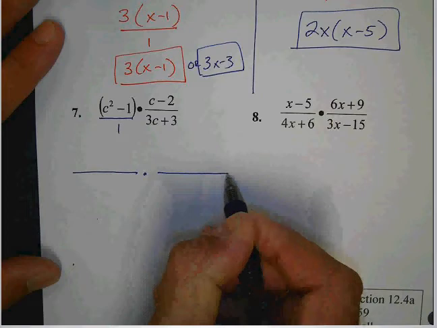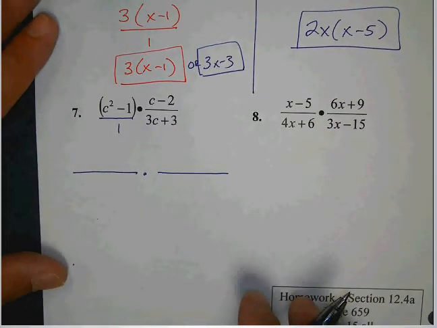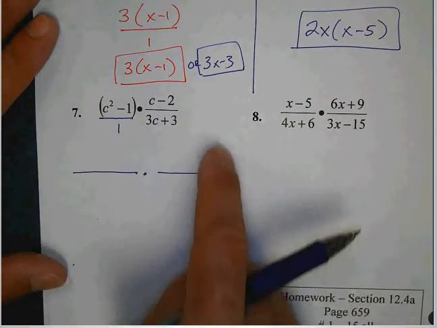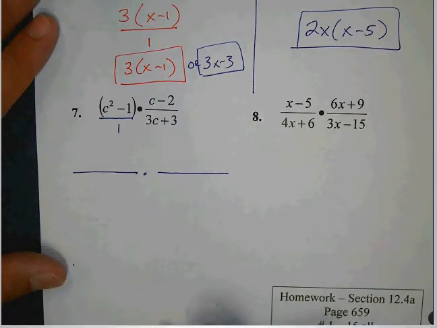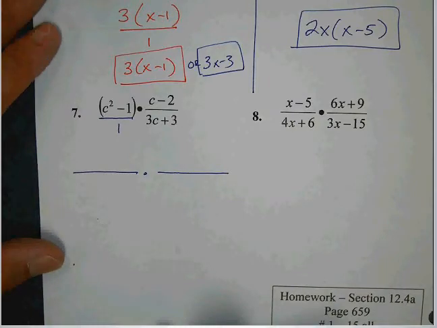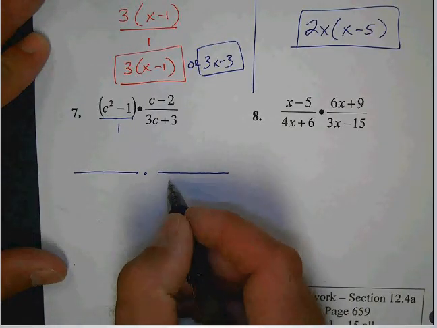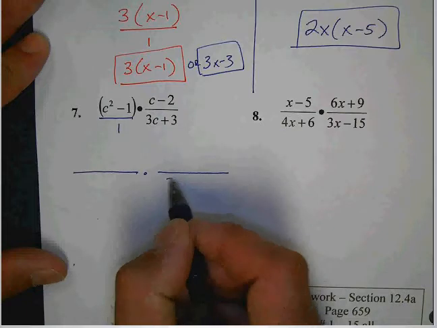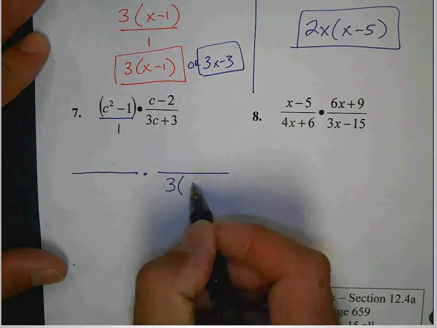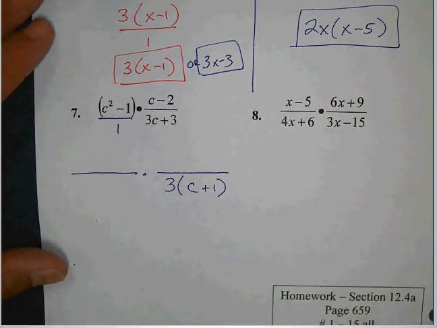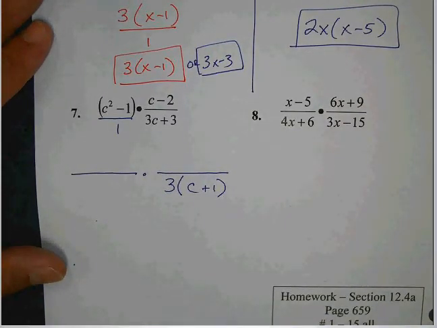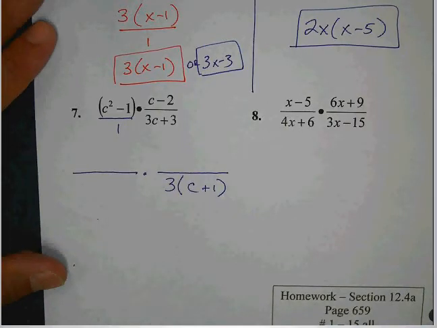Ladies, you go first. Pick one of the 4 to simplify. Top left, top right, bottom left. Which one do you want to do? Bottom right? All right, Katie, what's bottom right? 3C plus 3. Good. Gentlemen, back to you. 3 spots left. Which one are you going to do? Luke? Top left.